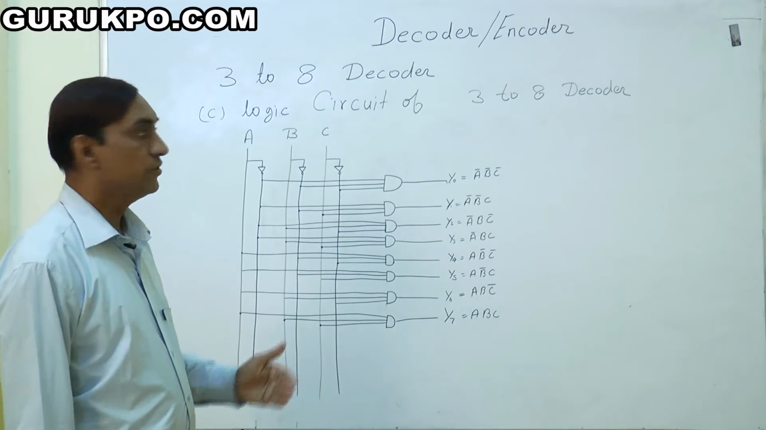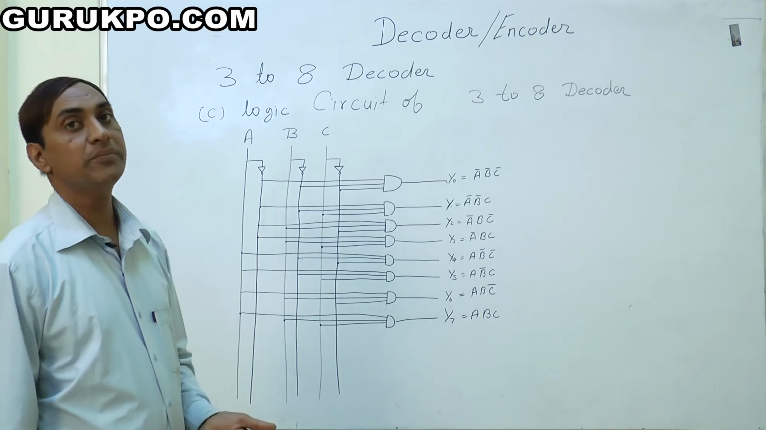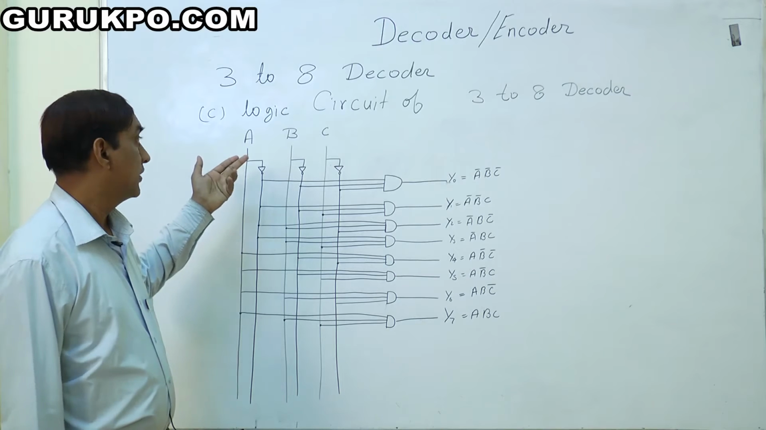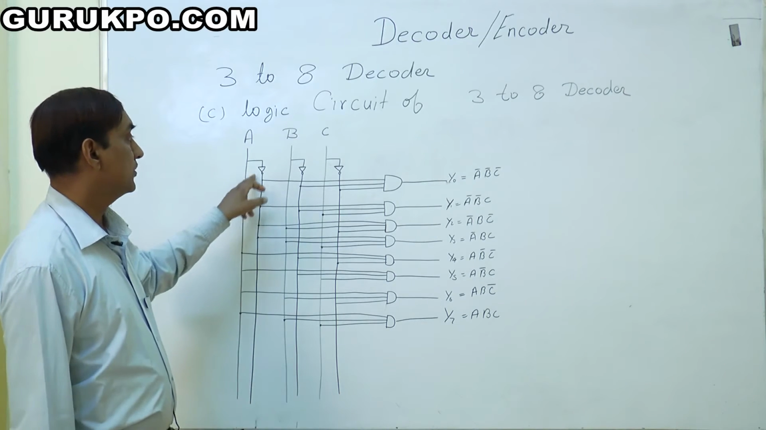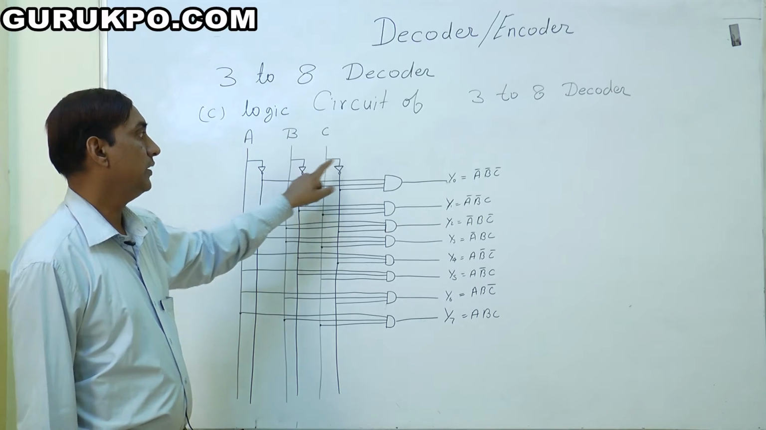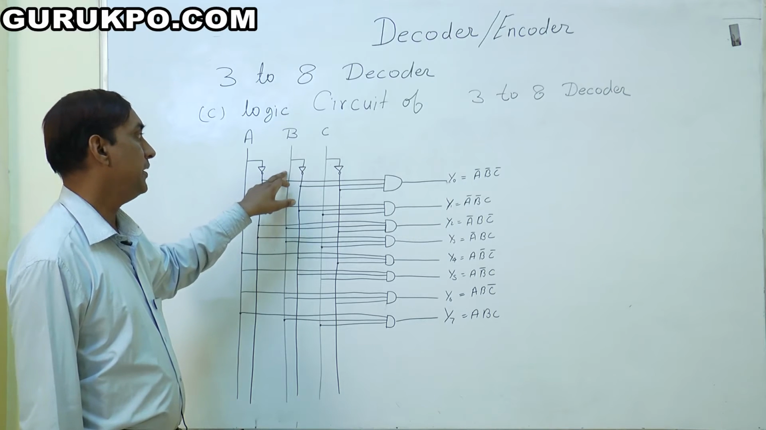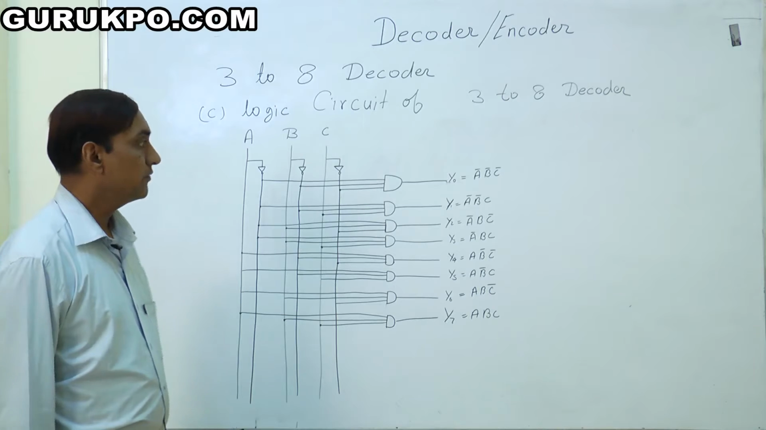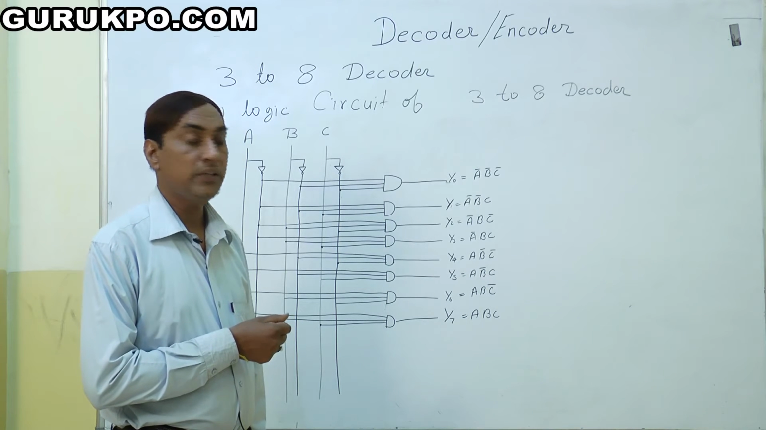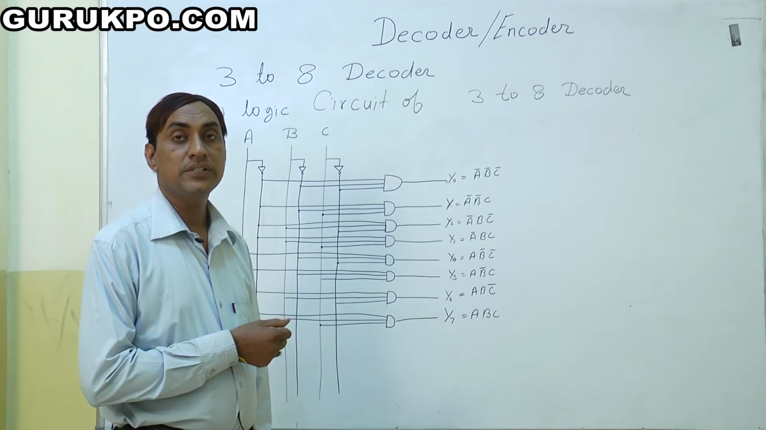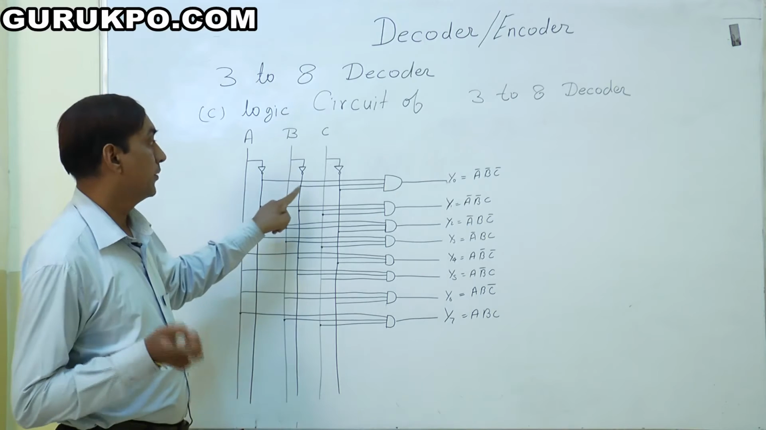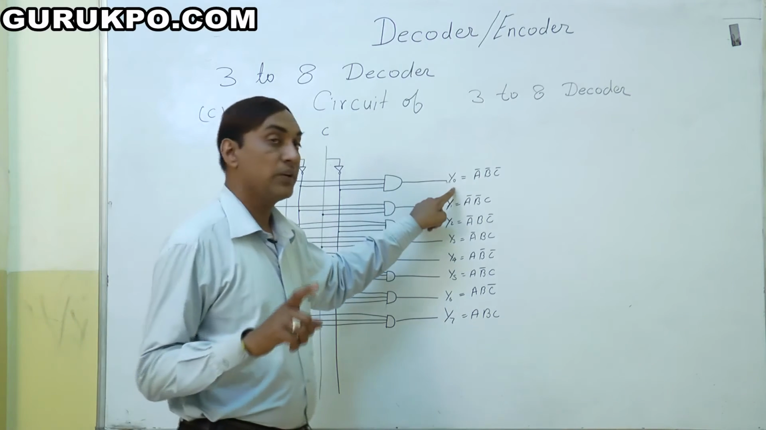Now we go for the logic circuit of the 3 to 8 decoder, which means the designing part. How can we design it? This is very simple. We have 3 input lines A, B and C, and the inverts of A, B and C. It means we have A and A bar, B and B bar, C and C bar. For Y0, in the truth table Y0 is A bar, B bar and C bar. So we connect the lines from A bar, B bar and C bar. This is the first output line, Y0.